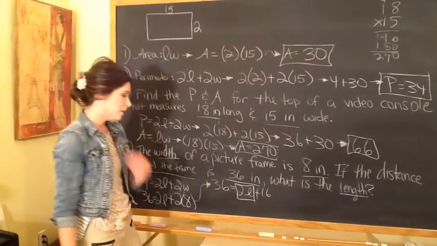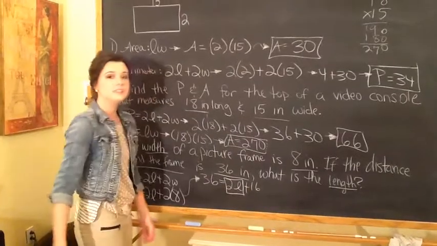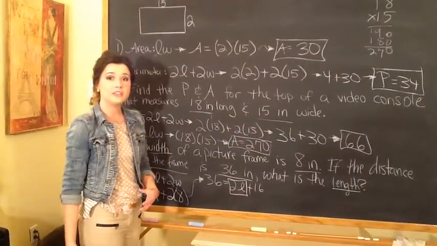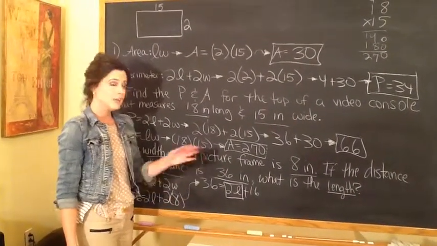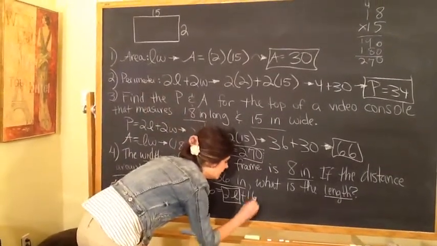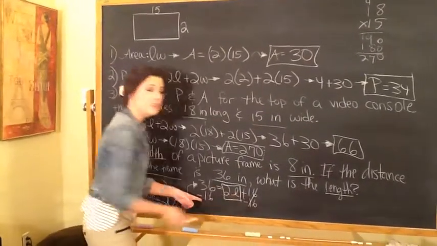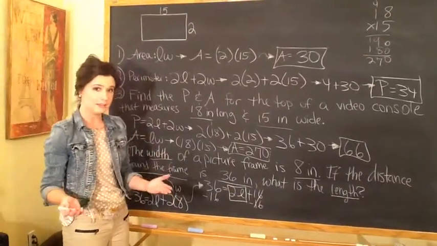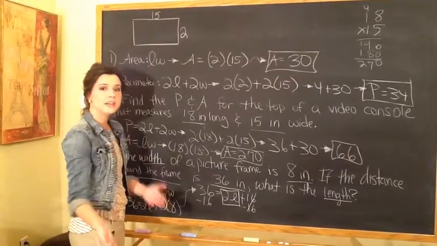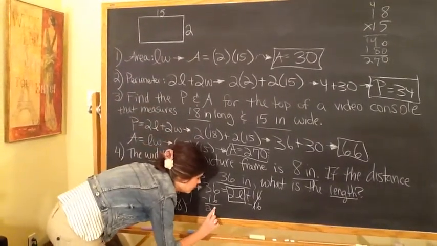Since I'm trying to solve for L, I'm going to go ahead and get 2L by itself. So I have to get rid of the 16, and in order to do that, I need to do the inverse operation. The inverse of adding is subtracting. So I'm going to subtract 16 from both sides. Now remember, you have to do it to both sides to keep the equation balanced. What you do to one side, you do to the other. So 36 minus 16 is going to give you 20.